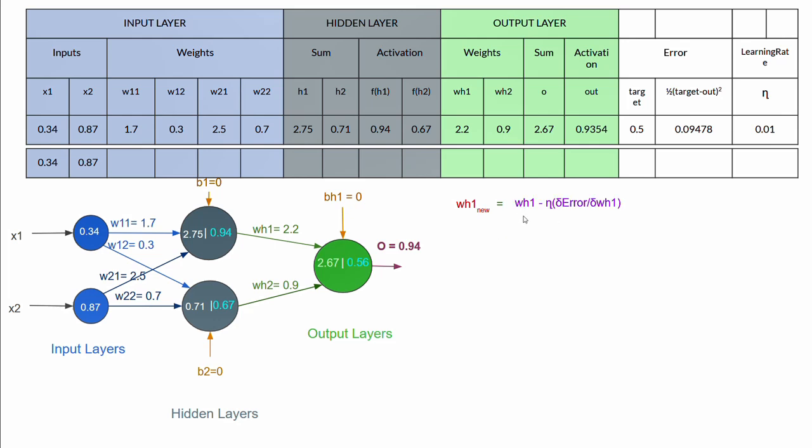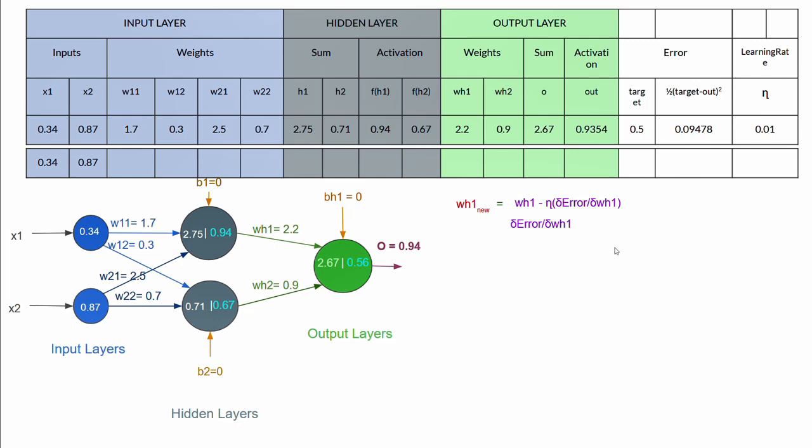It is given by the old wh1 minus eta, which is my learning rate, times the derivative of the error with respect to weight wh1. We know wh1 and eta, the learning rate, which is a parameter you can either reduce or increase. So how do we calculate this, d error by d wh1? We need to find this.